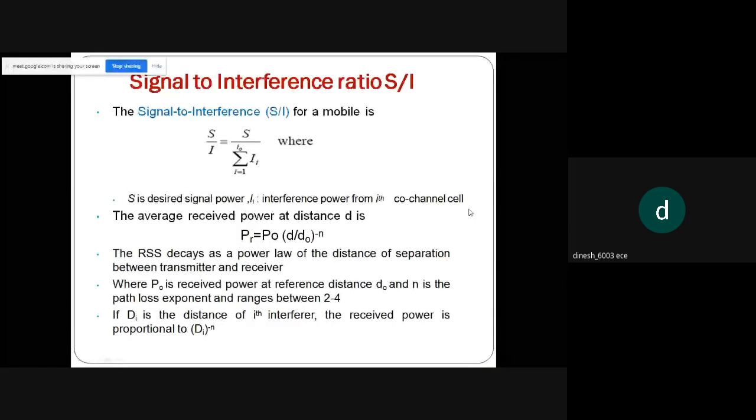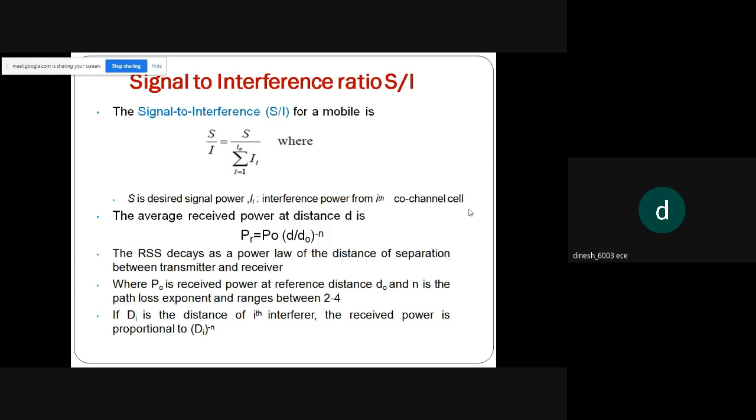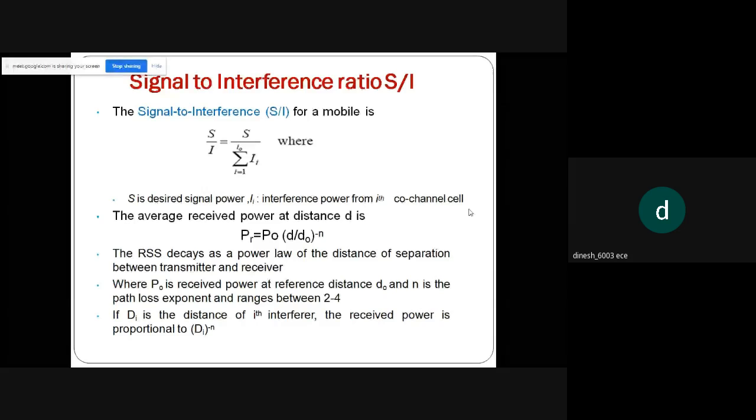So the signal to interference ratio for a mobile is S by N, S divided by the summation of I from 1 to I naught of Ii. S is the desired signal power. Ii is the interference power from the ith co-channel cell: 1, 2, 3, 4, and it goes on.